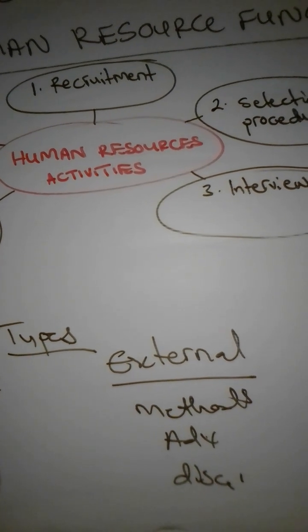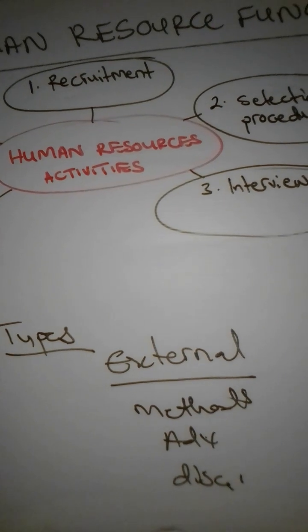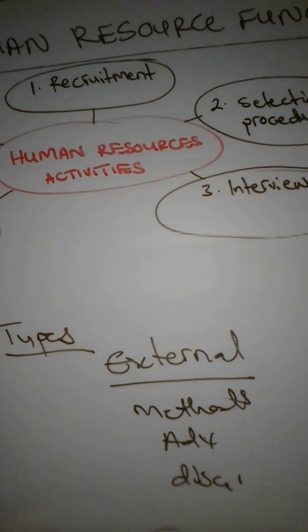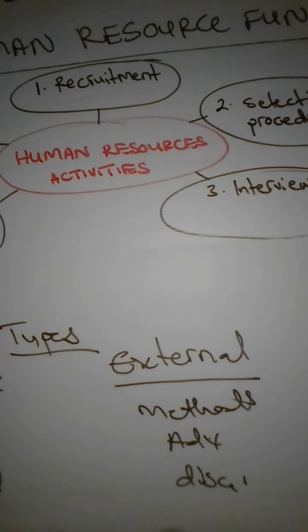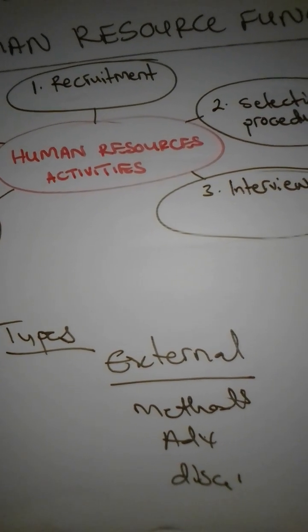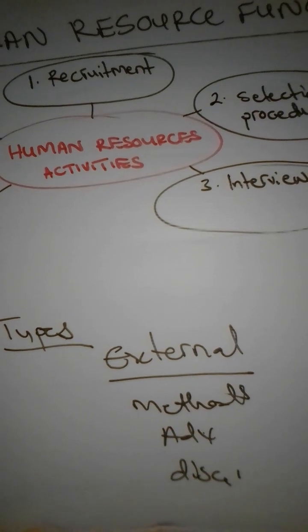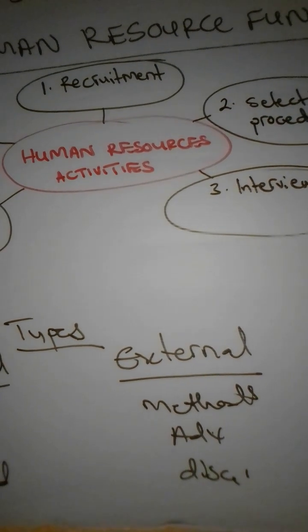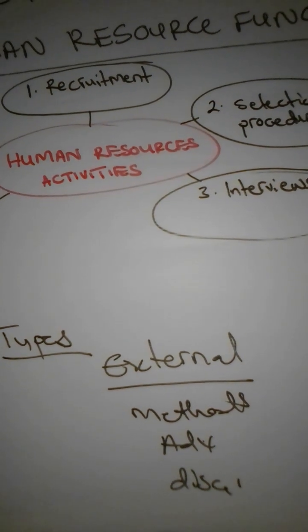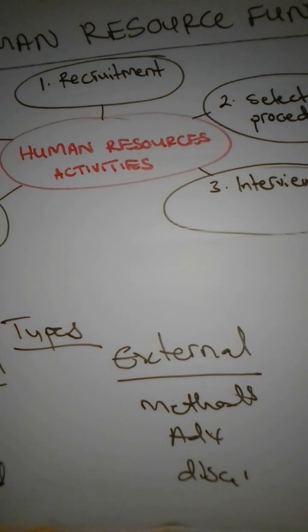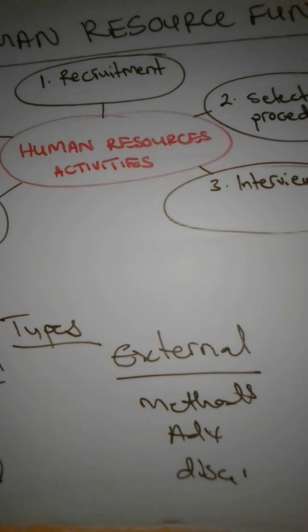And then it also minimizes conflict among its current employees who applied for the same position. Remember, when we're looking at internal, let's say two people have applied for the same position. One has been taken, the other one has been left. You can see the tension already there. The other one who did not get the position is most likely not to be happy about it. And even their relationships are going to be changed. Things will never be the same again. Okay? So these are the advantages of making use of external recruitment.